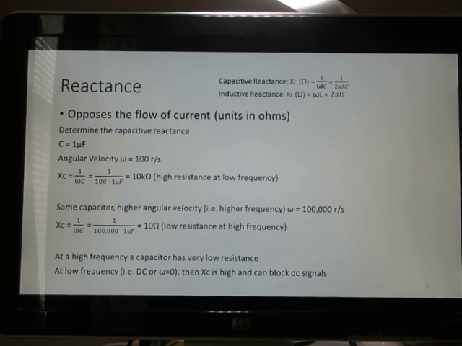Capacitive reactance is inversely proportional to frequency. And here's an example of X sub C. To understand what happens at different frequencies, we did a calculation of different frequencies, and we can see from these calculations that at high frequency, a capacitor has very low resistance. But at low frequencies, X sub C has a high resistance, so we use that to block DC signals.